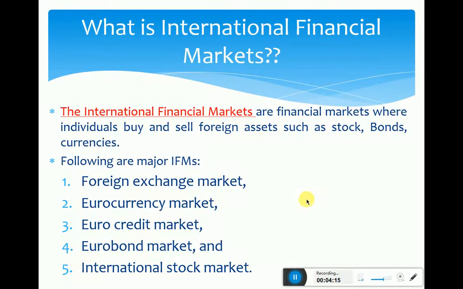We'll have a primary, preliminary, or introductory discussion on these five individually in today's lecture, and at the end we'll have a comparison. But in future lectures we'll pick these markets one by one, and we'll have a detailed discussion on each single one of these international financial markets. But today we'll have a short introductory discussion on each individual one.